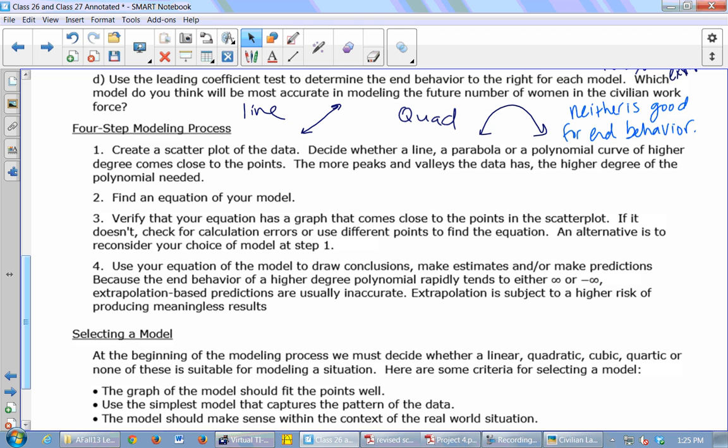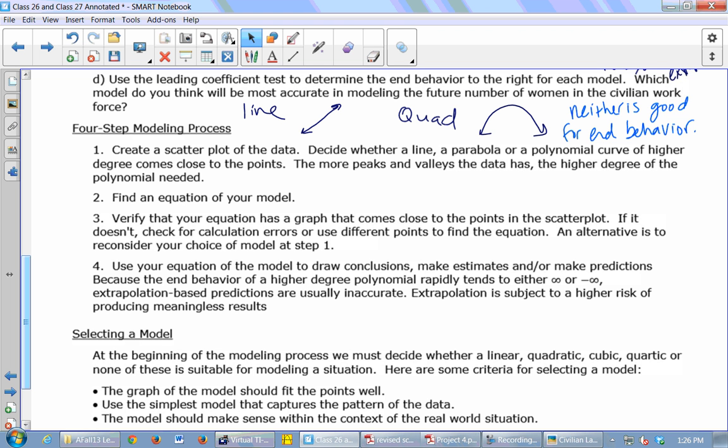Here are 4 steps for the modeling process. Step 1: Make a scatter plot of the data. Decide whether you think a line, a parabola, or a polynomial of higher degree would be best to model the data. The more peaks and valleys, the higher the degree you need, right? Or instead of peaks and valleys, maybe I should say relative extrema. The more relative extrema, more maxes and mins, more turning points, the higher the degree you're going to need to model that data. Step 2: Find an equation of your model. Just have your calculator or GeoGebra do that.